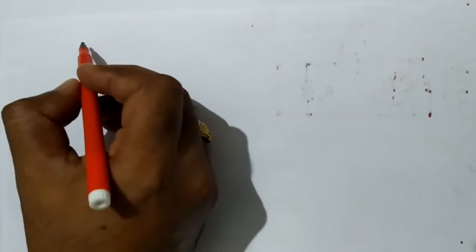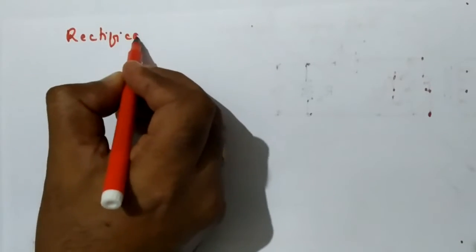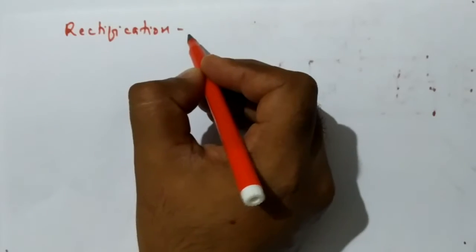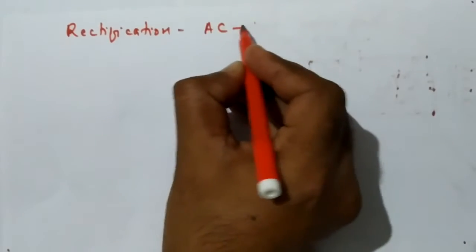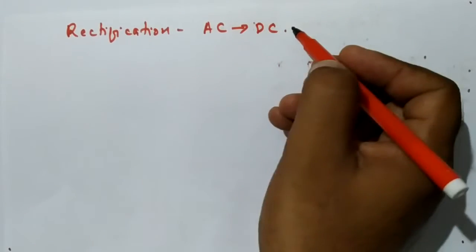Now we discuss rectification. What do you mean by rectification? The process of converting AC into DC is called rectification. Why is there a need for rectification?